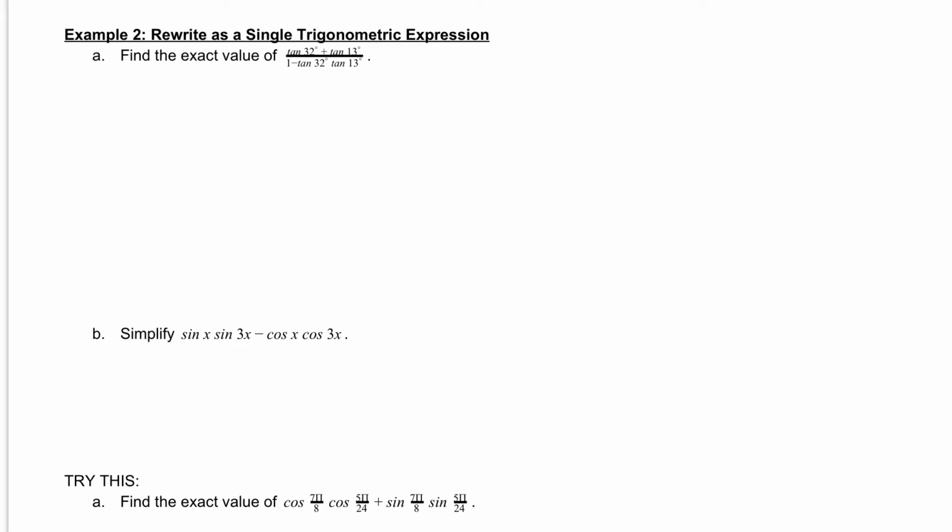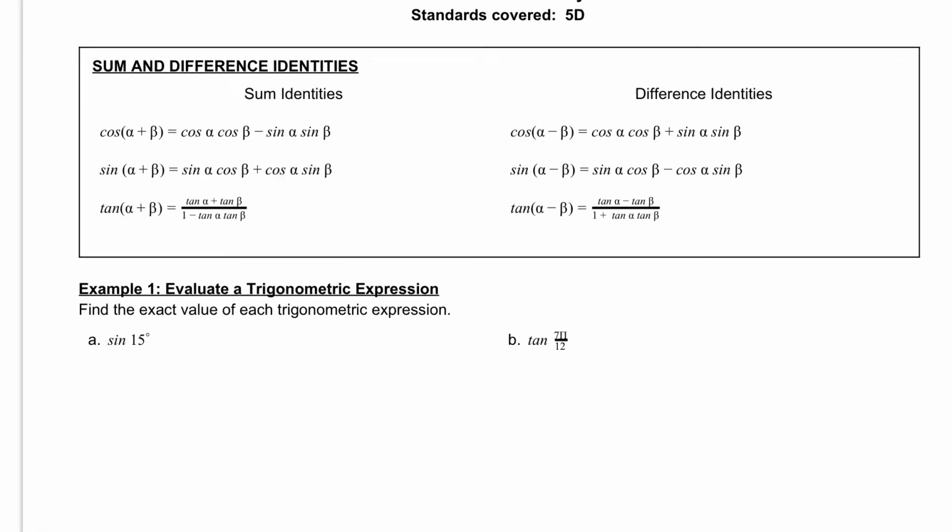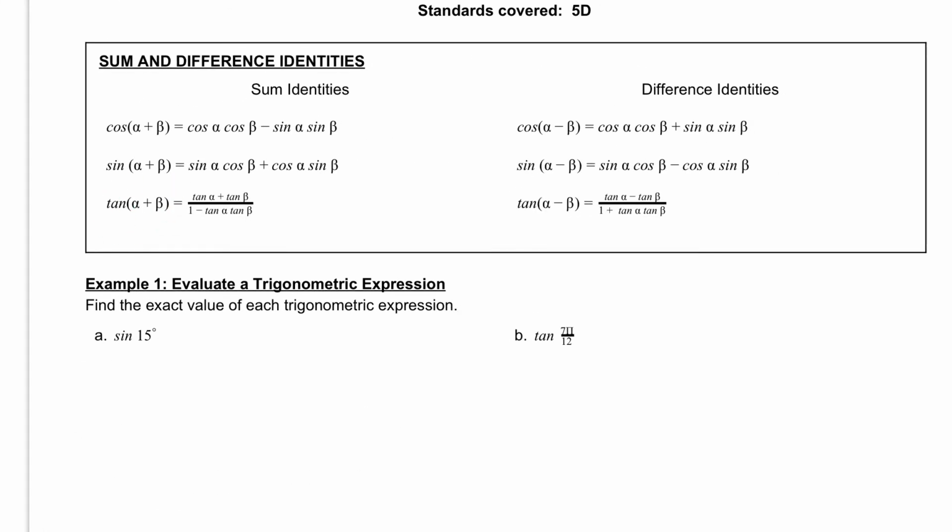Let's go back and look at our formulas to see what we have. So if we go up to the top here, the tangent of A plus B, we're adding on the top and subtracting on the bottom. And A minus B, we're subtracting on the top and adding on the bottom. So the one that lines up with what we have going on is the tangent of alpha plus beta, or A plus B, however you want to say it. So this is the one we're using.